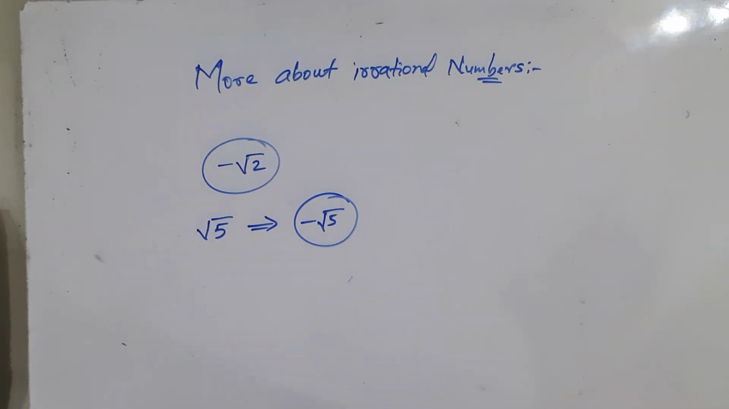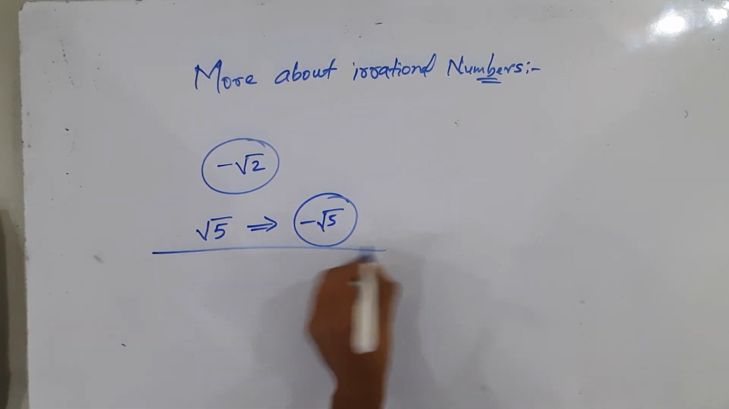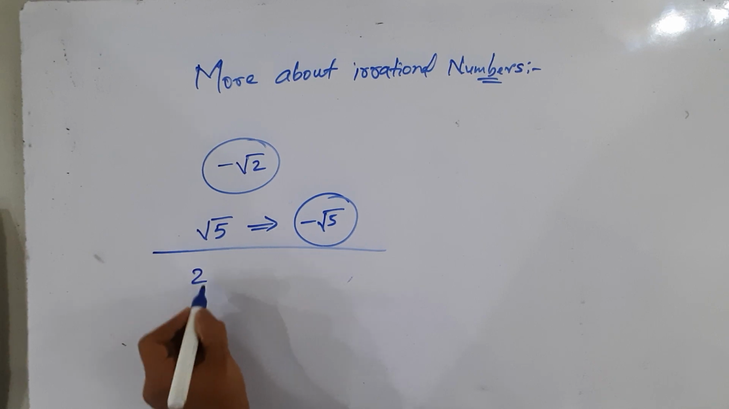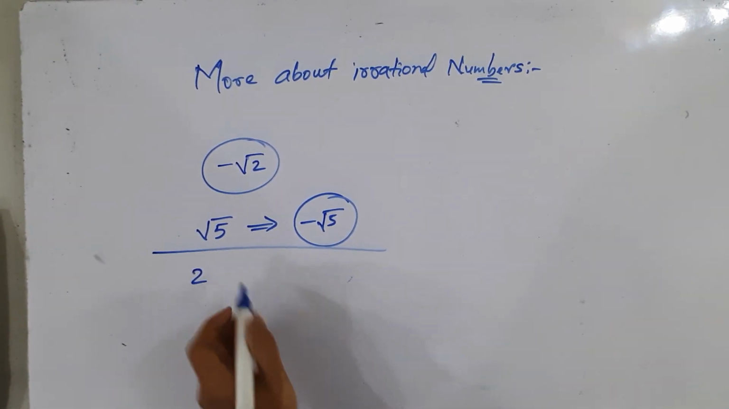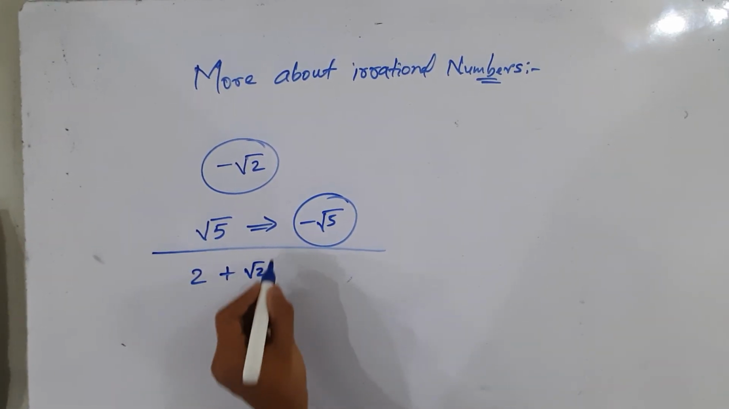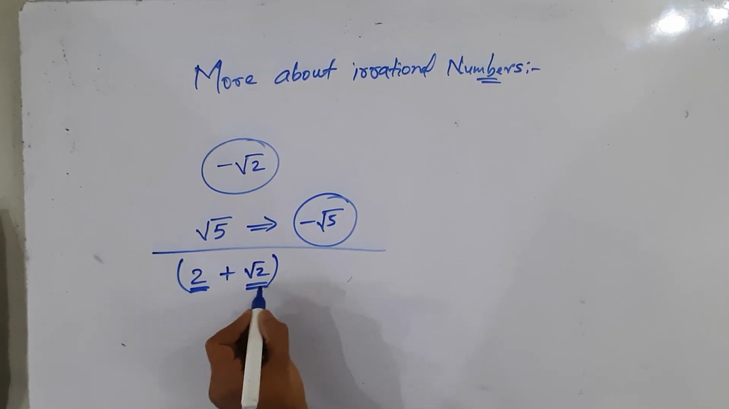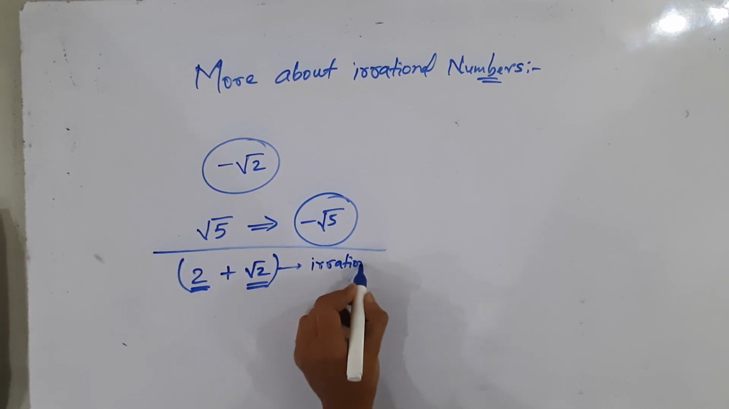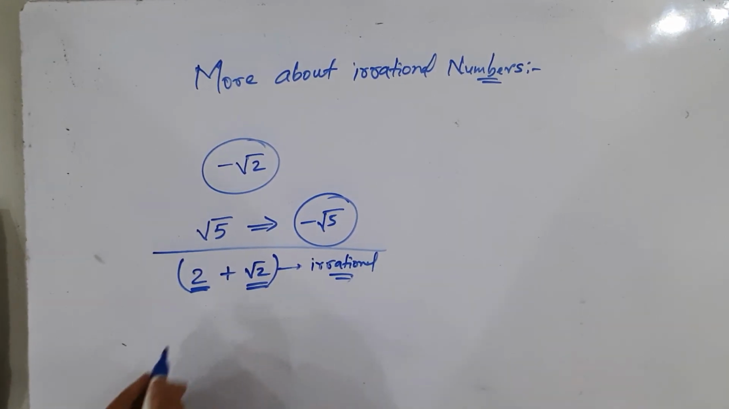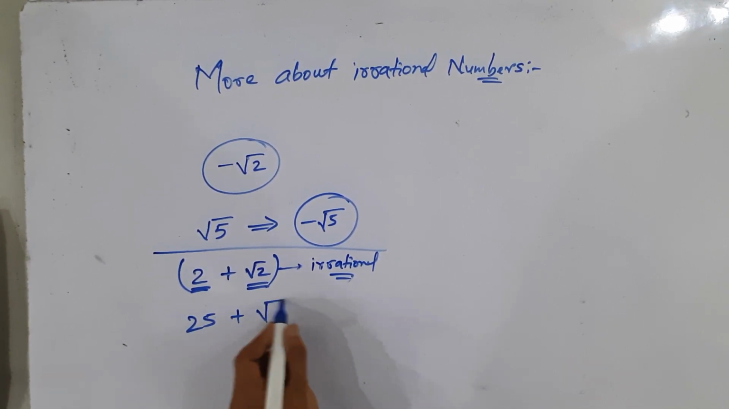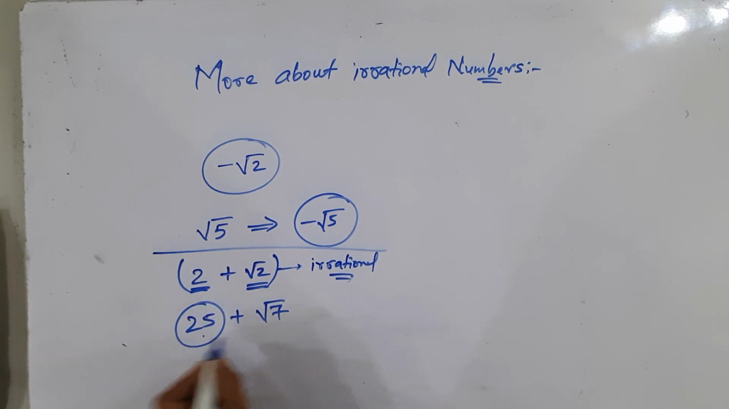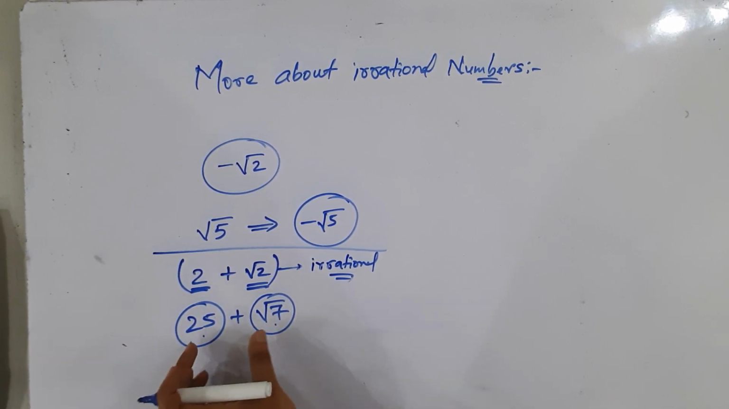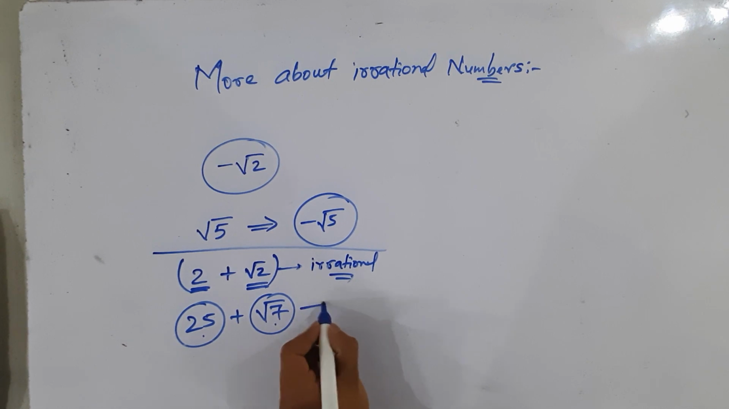Now the second is the sum of a rational and an irrational number is always irrational. Like if we consider 2, so 2 is a rational number, and if we add root 2 to it, then this rational plus irrational will be collectively irrational. Like we take another example, 25 plus root 7. So here 25 is rational and root 7 is irrational. So this rational plus irrational will be irrational.